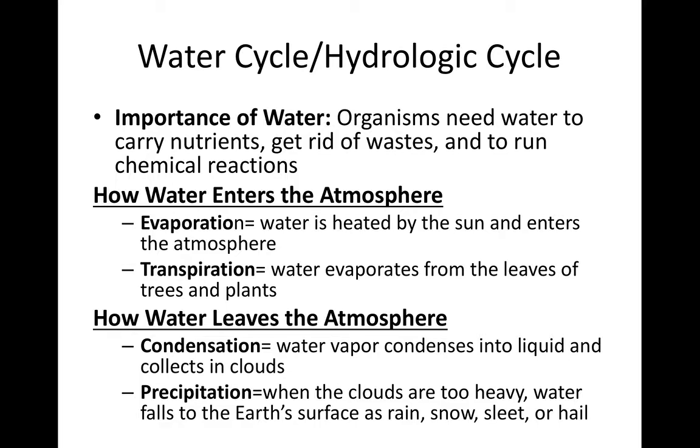The water enters the atmosphere in the following ways. One is evaporation. Water is heated by the sun, and it enters the atmosphere. Turns into water vapor and rises. Transpiration is like water evaporation, but it's evaporation from the leaves of trees and plants. Once it's in the atmosphere, the water condenses through condensation. The water vapor turns back into liquid, and it begins to accumulate in clouds. When the clouds are too heavy, the water falls to the earth as rain, snow, sleet, or hail. These are forms of precipitation.